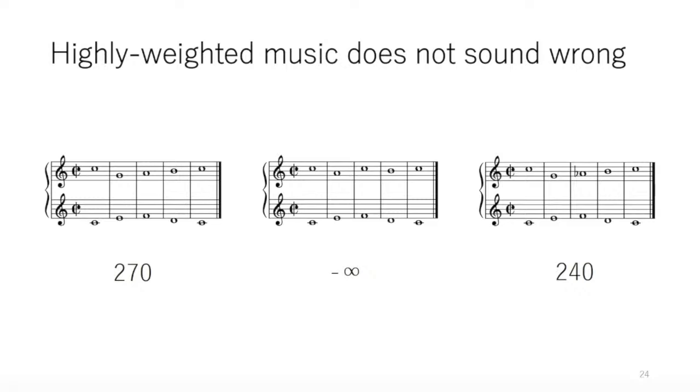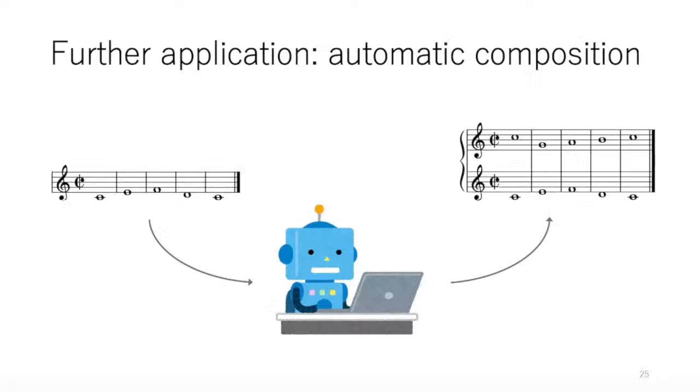From these examples, we can conclude that although our evaluation is naive, it gives a higher weight to better counterpoint. So our type system is consistent with the slogan, highly weighted music does not sound wrong. Okay, so far I have talked about how to use weighted refinement types to evaluate counterpoint. As future work, we intend to use this idea to synthesize counterpoint. We believe that this can be done by extending existing type-directed synthesis techniques with weights.